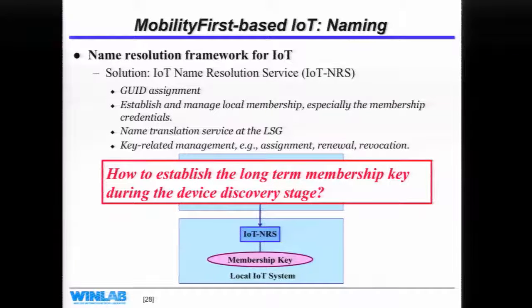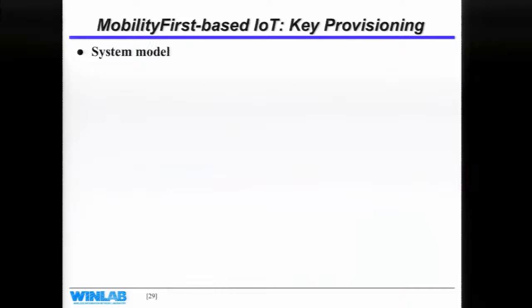As we have seen, the GeoID is well defined and supported by the NCRS and the GNRS. Then, how about the local membership key? How can we establish this long-term membership key between the new device and the IoT NRS with the guarantee of the authenticity and the integrity of this device? To answer that question, we developed a key provisioning protocol to establish such a long-term membership key.